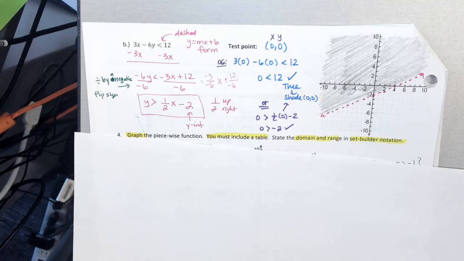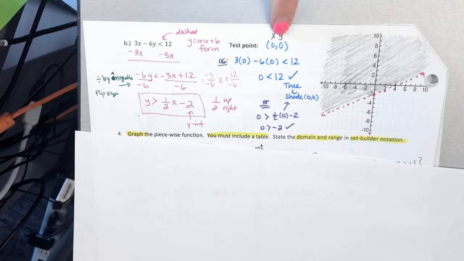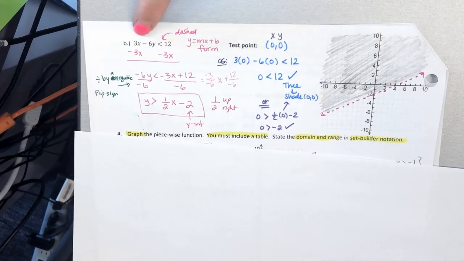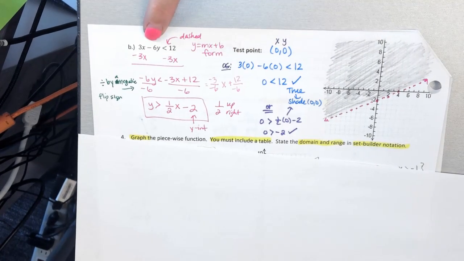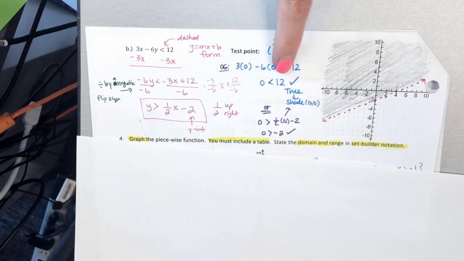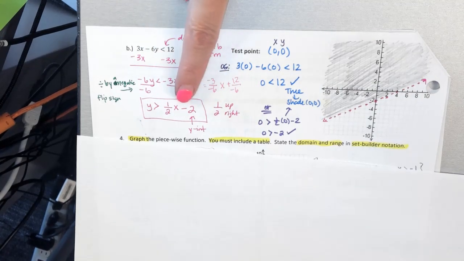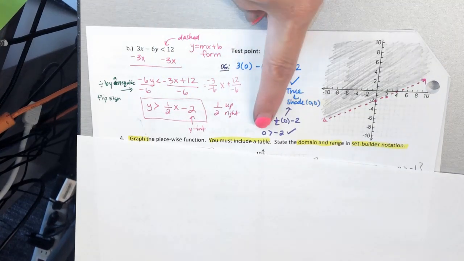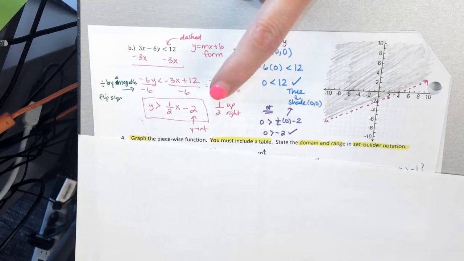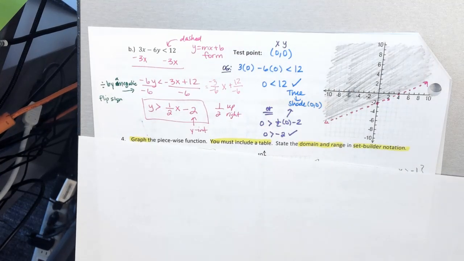Okay? Now there's 2 ways you can do your check-in. So I wrote both of them. You only have to write one of them. You can either plug 0, 0 into the original equation, which is what we have here, and if you do that, you get 0 is less than 12, which is true. Or if you plugged it in here, then you're going to get 0 is greater than -2, which is also true.